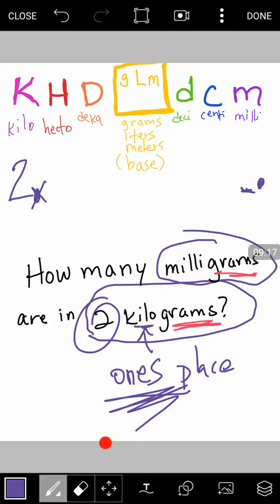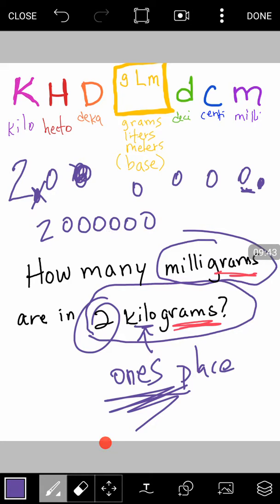But the 2 is over here in the kilo. So what's going to go in between in the blank spots? Well, you guessed it, zeros. Zeros hold places. And there you go. And this is how many milligrams are in 2 kilograms. 2 kilos gets you 1, 2, 3, 4, 5, 6 zeros, milligrams in 2 kilograms.